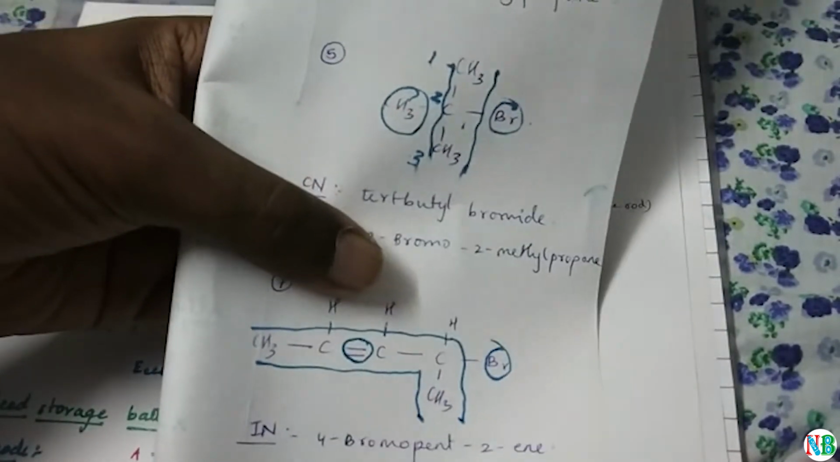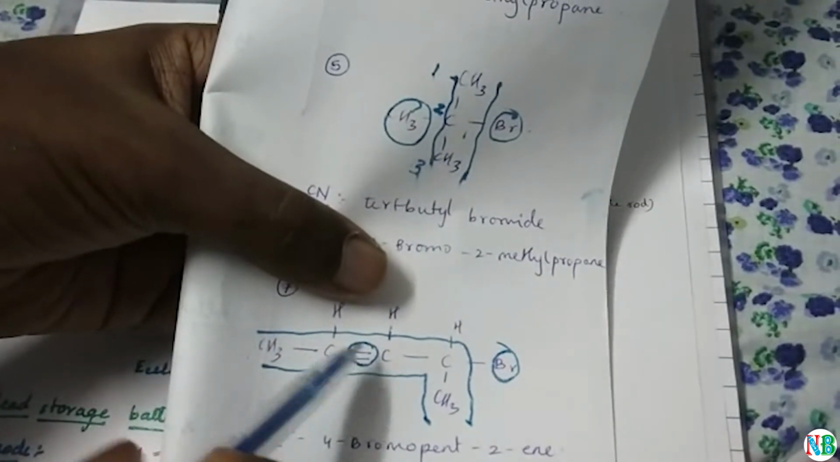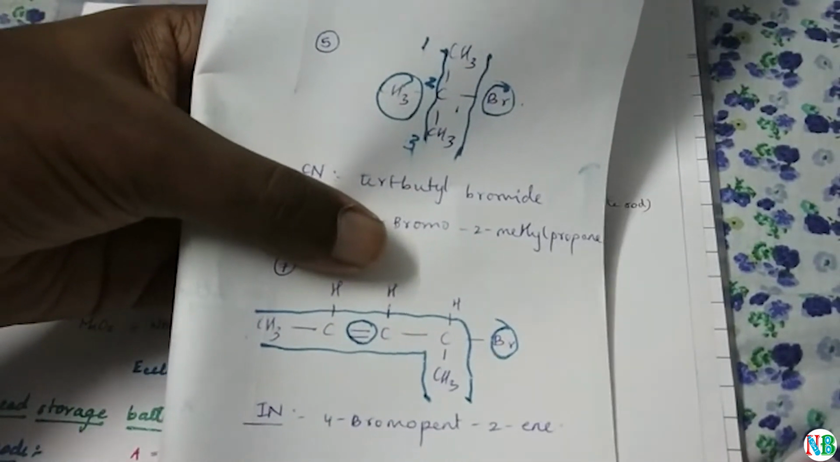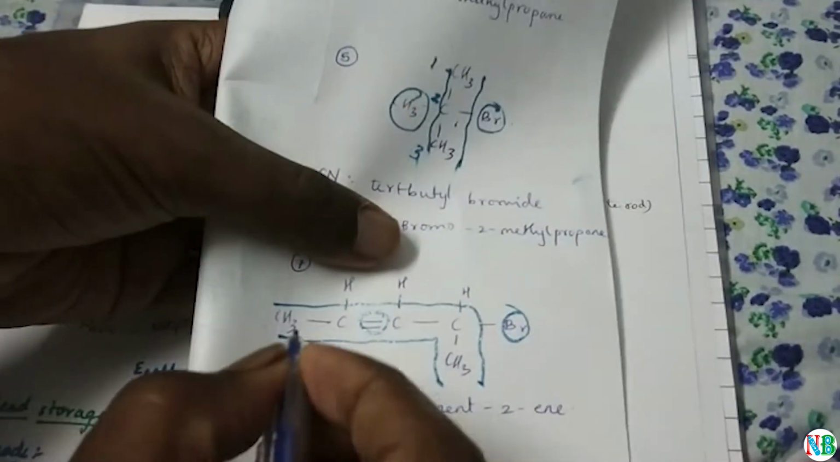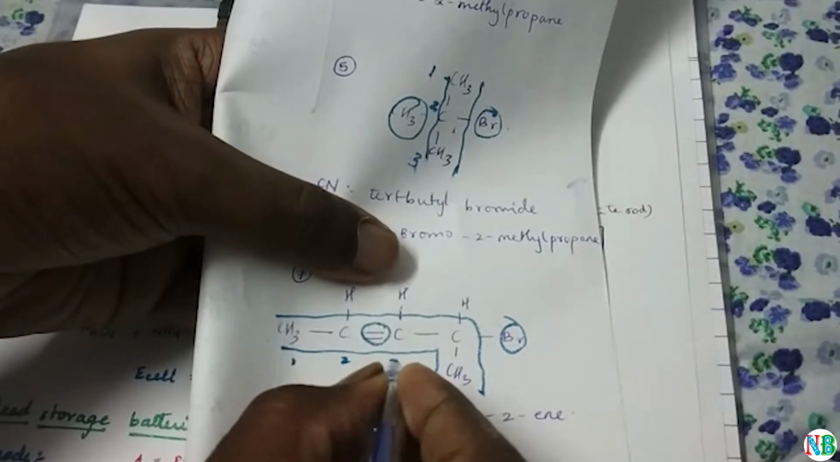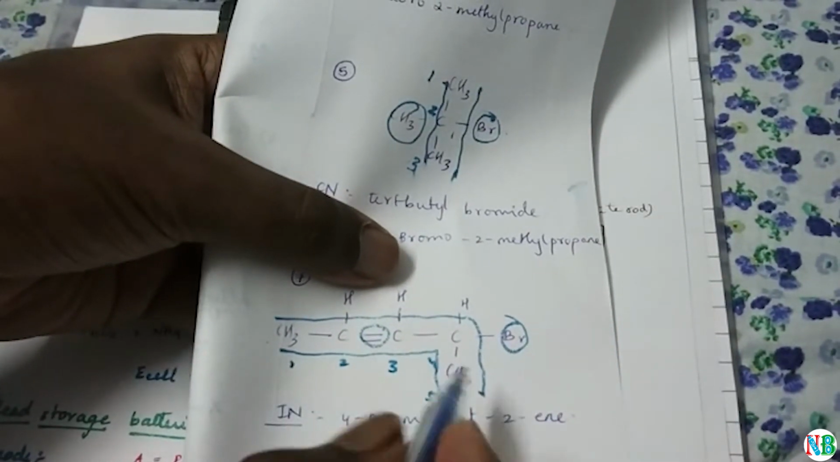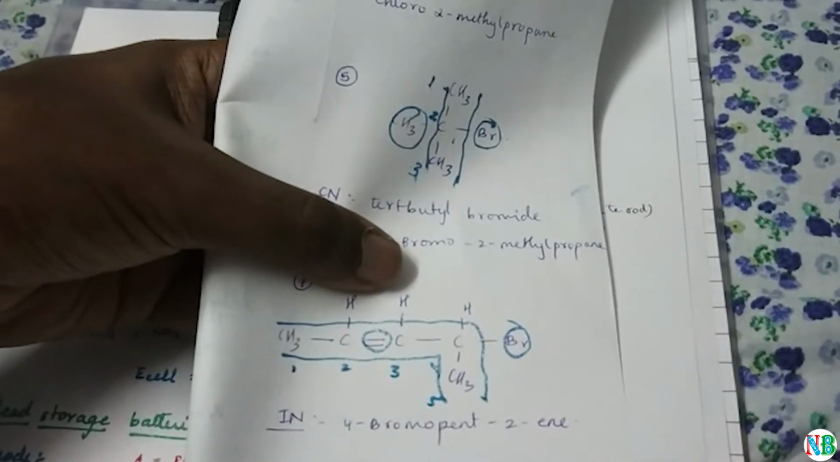So when I start numbering, if I start 1 2 3 4 5, my double bond gets the lowest number, that is, it gets 4, while the priority of the double bond is always more than bromine, and therefore I'll start numbering from 1 2 3 4 and 5, and therefore I can see that it's a 5 carbon compound, and therefore the name will be pent.